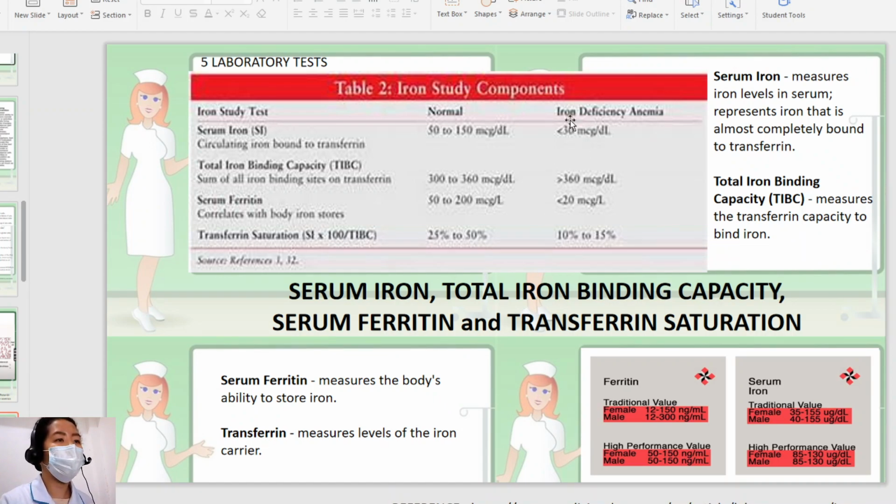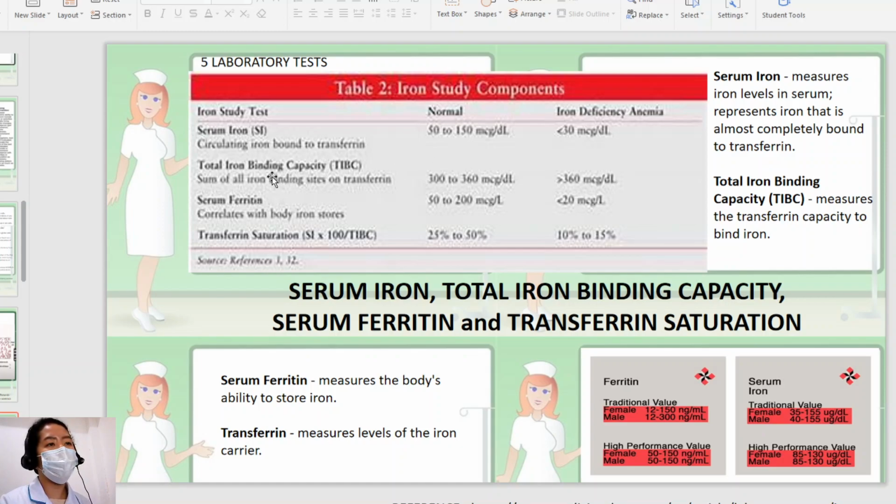Third lab test, serum iron, total iron binding capacity, serum ferritin, and transferrin saturation. Serum iron 50 to 150 micrograms per deciliter. This measures iron levels in serum, represents iron that is almost completely bound to transferrin.